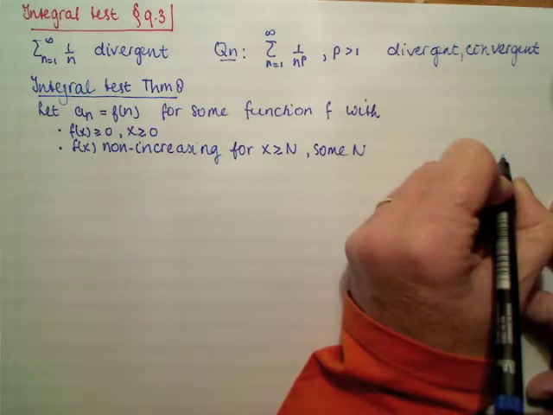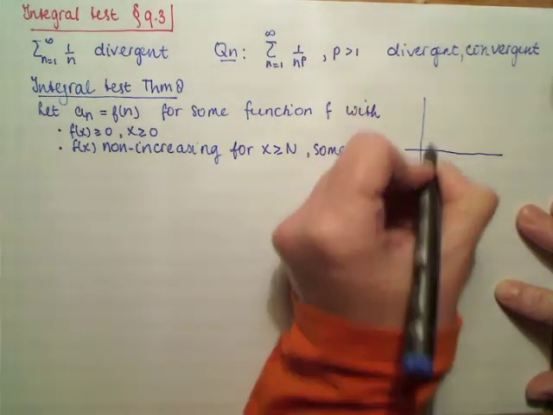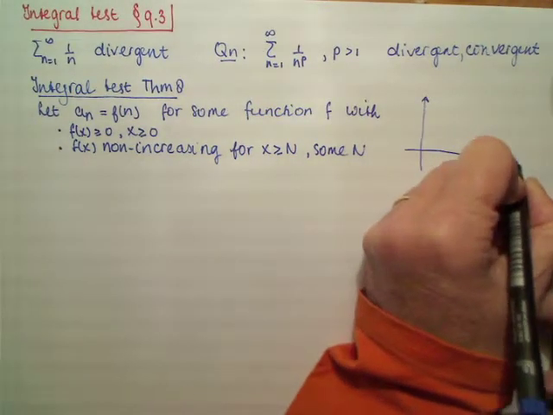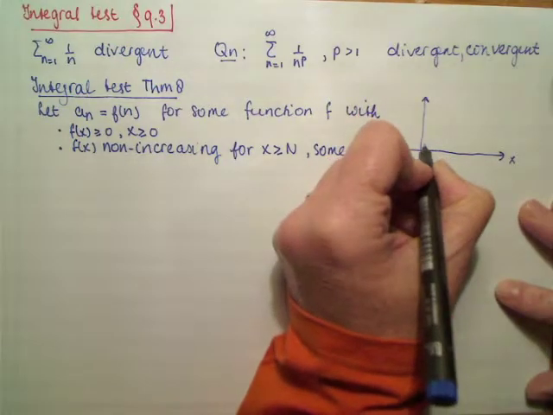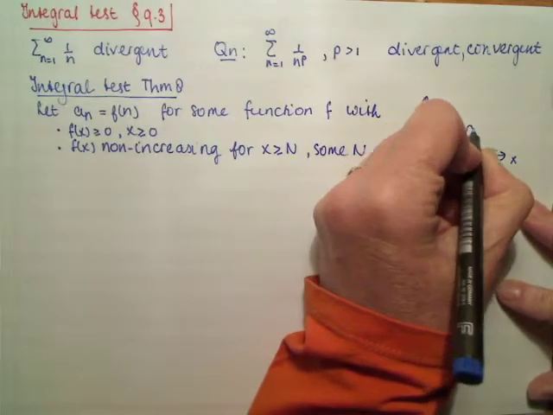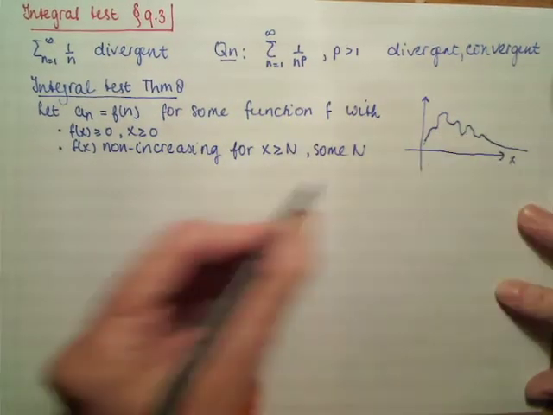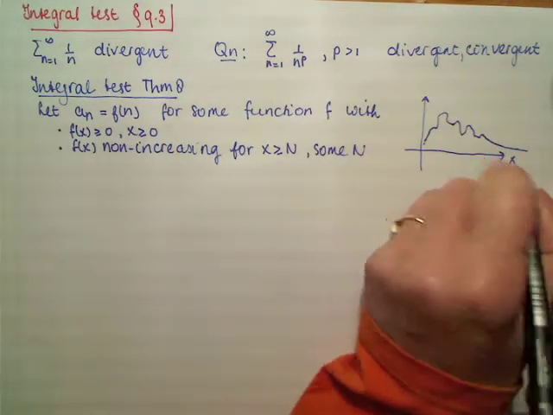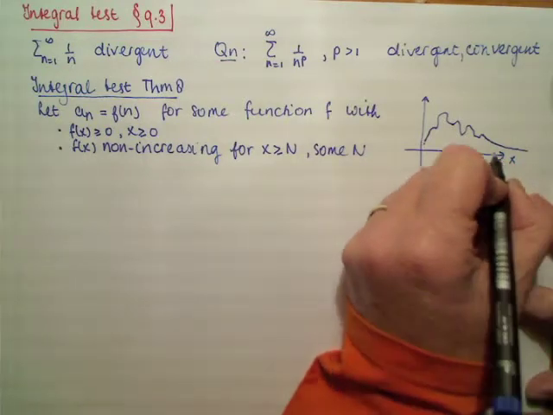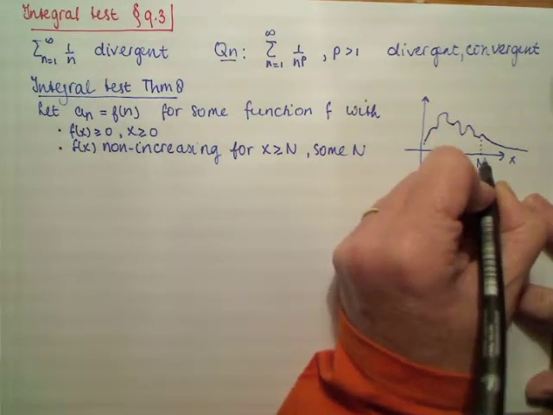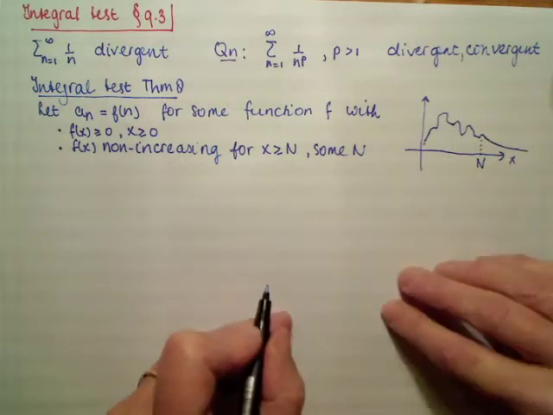So this f has the following form. It may be a little bit weird for small values of x, so it may go up and down, but after some time it will start to decrease to 0 because it's non-negative. Say we have our number big N over here.